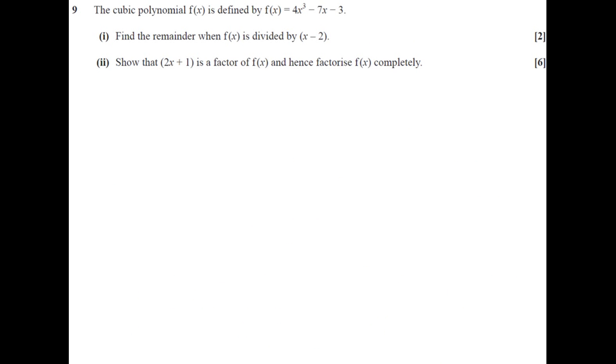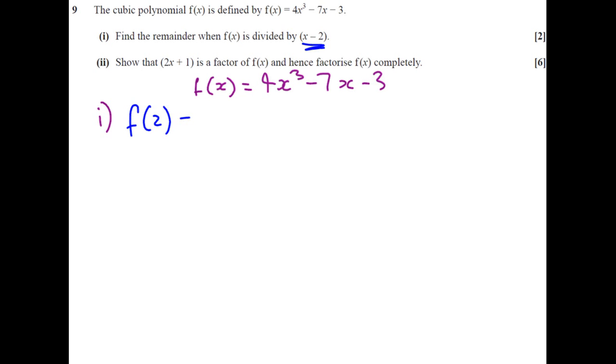Moving on to question 9. Cubic polynomial f of x equals 4x cubed minus 7x minus 3. Find the remainder when f of x is divided by x minus 2. Okay, so find the remainder divided by x minus 2. What you can do is set this bracket to 0 and find f of 2, and that will give you the remainder when you divide by x minus 2.